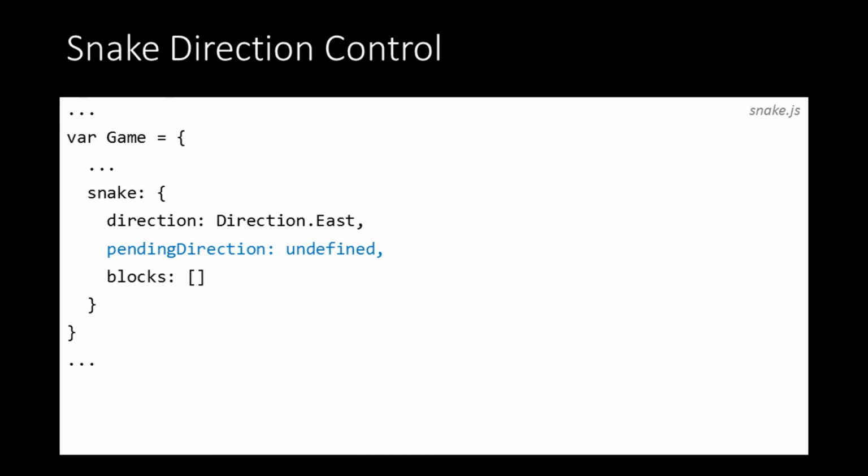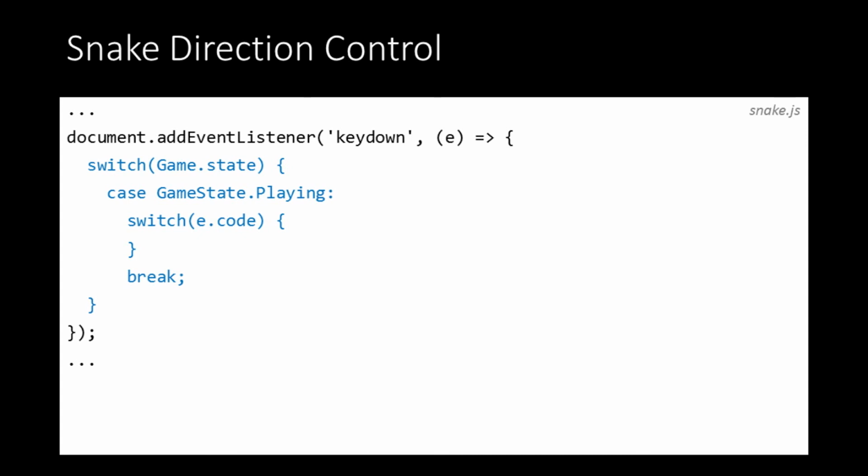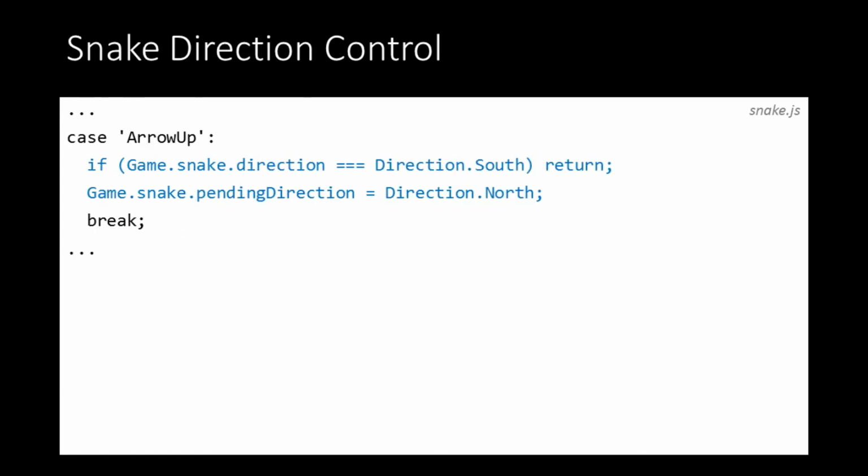We'll add a pending direction property to the game snake. This holds the next direction of the snake. We'll use the arrow keys on the keyboard to determine the snake direction. To use the keyboard events, we'll add an event listener to the document object inside of the initialize game function. Each direction of the snake has an invalid direction. So here, if the snake is heading south, you are not allowed to turn north.